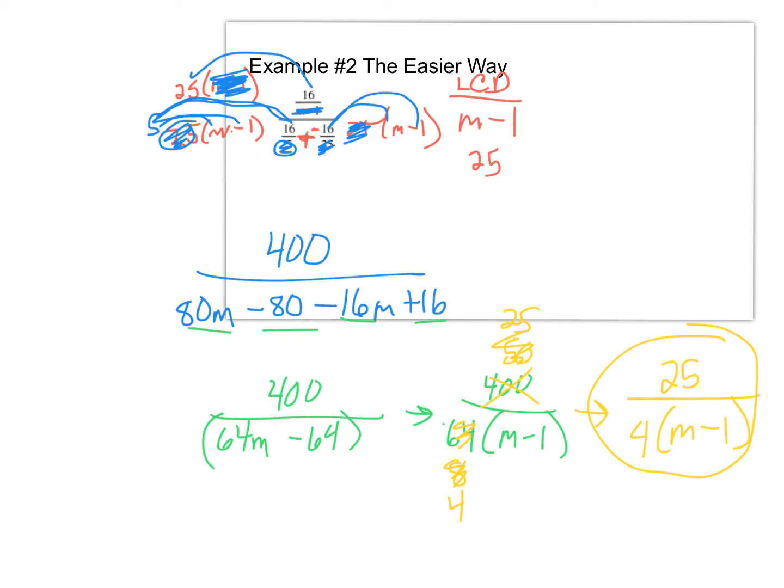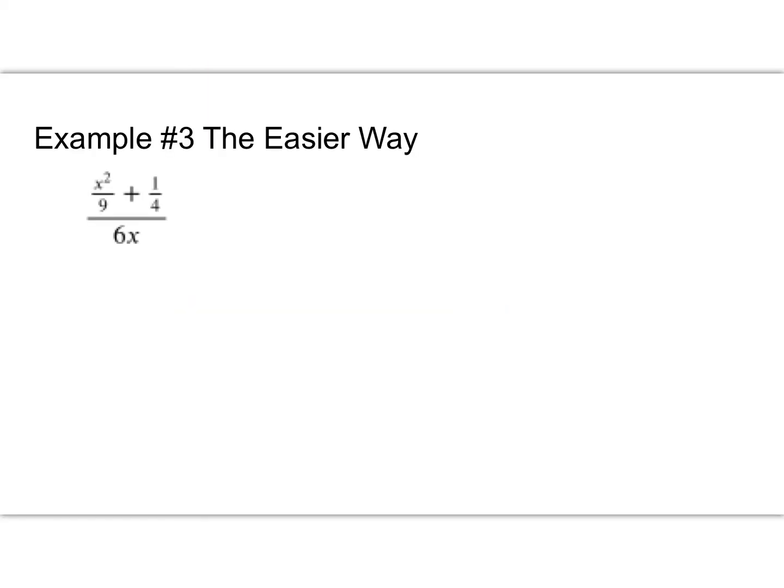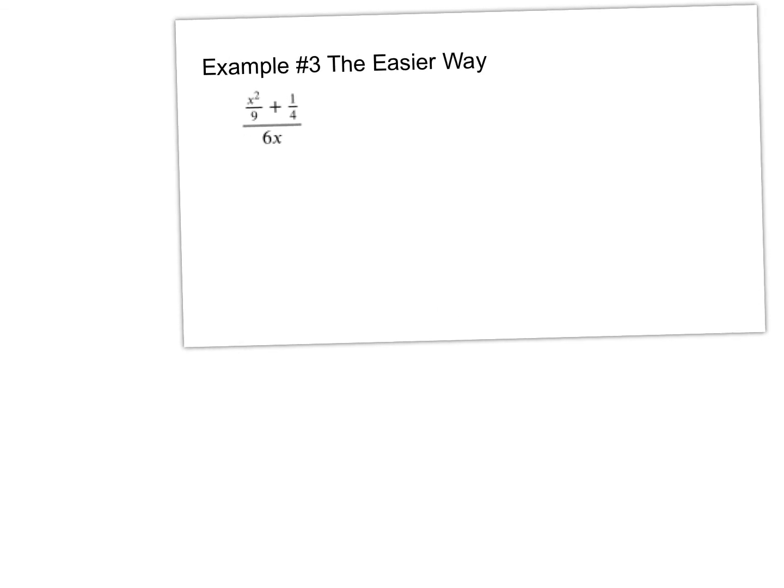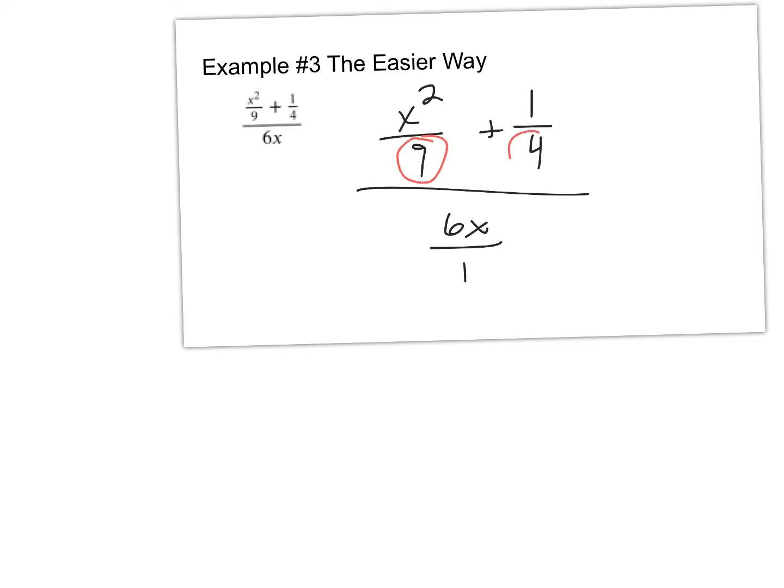A little confusing, but again, nothing too terrible, unlike the long way, which definitely gets pretty ugly pretty fast. All right, let's move on to the next one. All right, so this one, let me rewrite it. So we're going to have x squared over 9 plus 1/4 over 6x over 1. All right, so let's get the denominator of the denominators. So my common denominator of 9, 4, and 1 is 36.